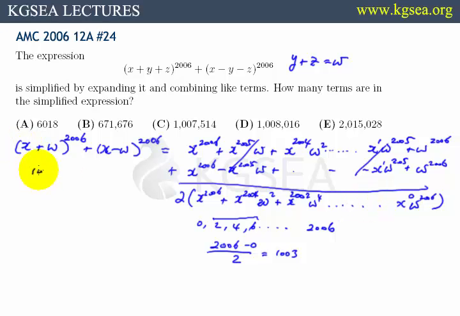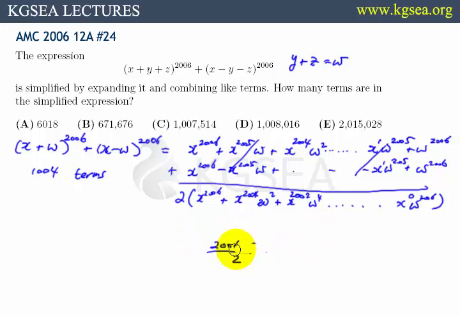Okay, 1004 terms. But that's not the answer. Obviously, it's not. Each one has W in it, which the problem didn't have. We made it up. And we are going to expand this W business here. Okay, how big is it going to be?